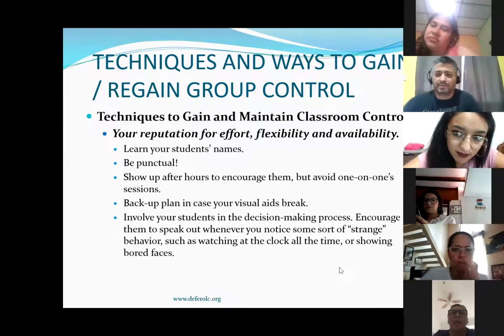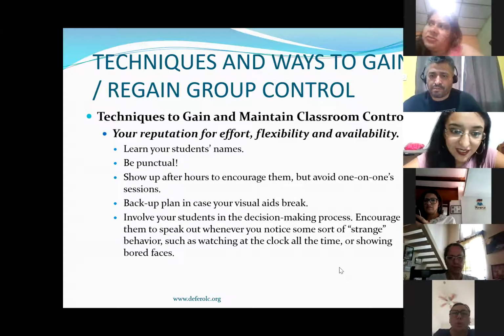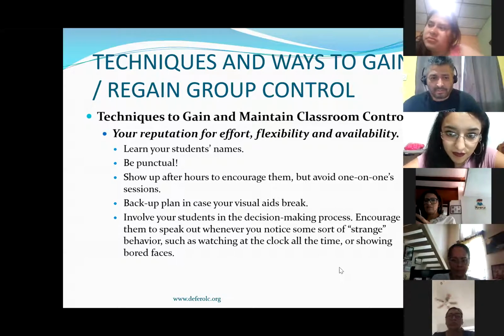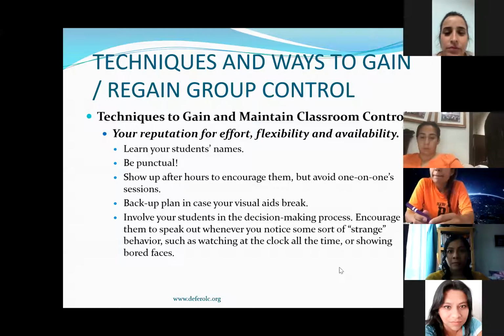Show up after hours to encourage them, but avoid one-on-one sessions. Very good. So in other words, be approachable. What does it mean? Have you had a teacher, and we call it the Kool-Aid teacher, that you just hate? Those kind of teachers that, ay, sin sangrón, ni te la acercas. But if they see that you are approachable, what do you understand by approachable, Luciana?